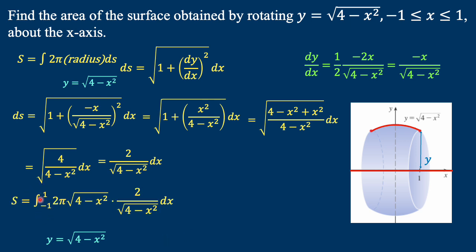So the interval of x is -1 to 1, 2 pi, the radius is the square root of 4 minus x squared, and ds is 2 over the square root of 4 minus x squared. Cancel out the square root of 4 minus x squared. What do you have right now? Integral from -1 to 1 of 2 times 2, which is 4 pi dx. The integral of dx from -1 to 1 is 2, so you have 4 pi. So the surface area obtained by rotating y equals the square root of 4 minus x squared is 4 pi.